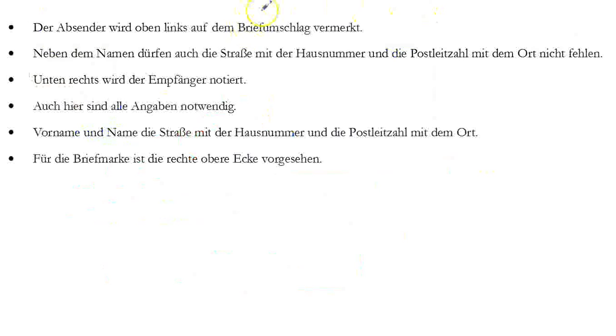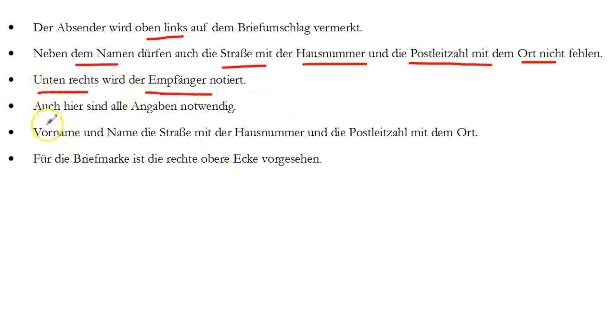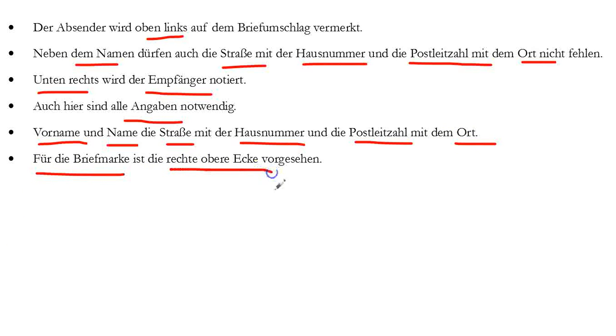So, der Absender wird oben links auf dem Briefumschlag vermerkt. Neben dem Namen dürfen auch die Straße mit der Hausnummer und die Postleitzahl mit dem Ort nicht fehlen. Unten rechts wird der Empfänger notiert. Auch hier sind alle Angaben notwendig. Vorname und Name, so also Nachname, die Straße mit der Hausnummer, und die Postleitzahl mit dem Ort. Und für die Briefmarke ist die rechte obere Ecke vorgesehen. Great adjective endings there. Die rechte obere Ecke.